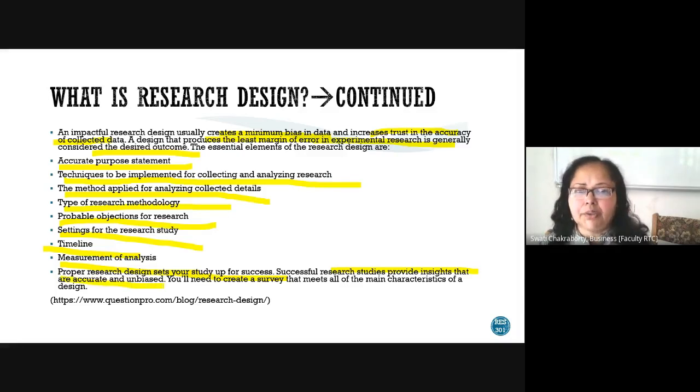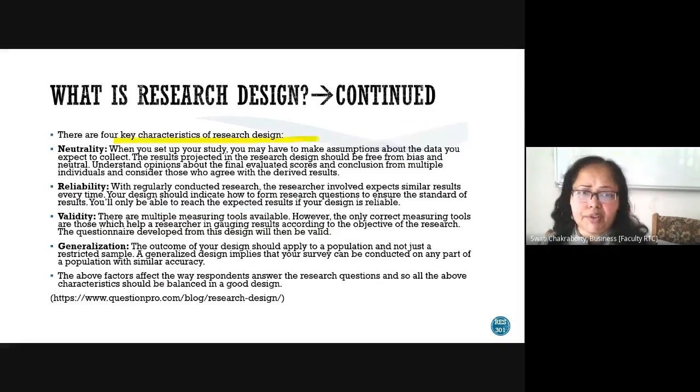Okay? So there are four key characteristics of research design. Neutrality: when you set up your study, you may have to make assumptions about the data that you collect, right? So the results projected in the research design should be free from bias. I repeat, okay? Neutral, free from bias. So understand the opinions about the final evaluated scores and conclusion from multiple individuals, not one, and consider only those which you agree with the derived results.